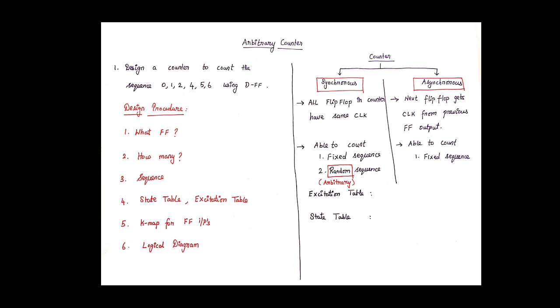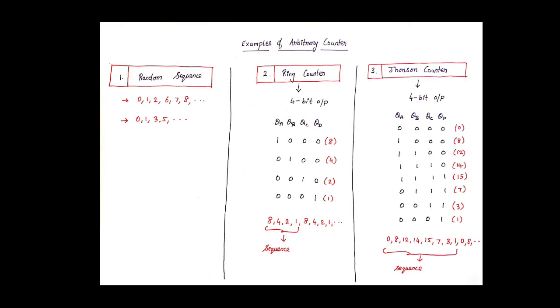Before starting our question, I want to tell some more examples of the arbitrary counter. If it is an arbitrary counter, it is not going to follow a normal up operation or down operation. The counting sequence can be a random one. It cannot be predicted what the next count is going to be. Therefore the random sequence 0 1 2 6 7 8 is not following any order. This is an example of an arbitrary counter.